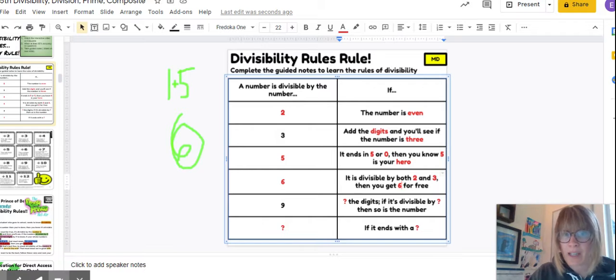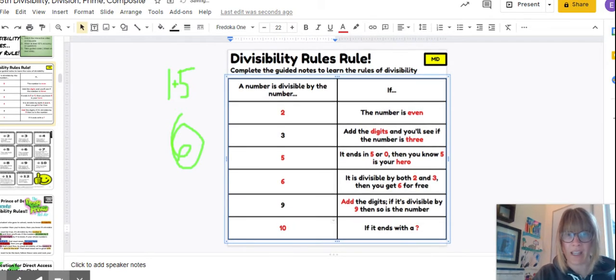What about the number 9? Similarly to our 3 rule, you'll add the digits and test the divisibility of 9. If the sum is divisible by 9, then so is that number. So when we add the digits, 1 plus 5, we get 6. Well, is 6 divisible by 9? No. So 15 is not divisible by 9.